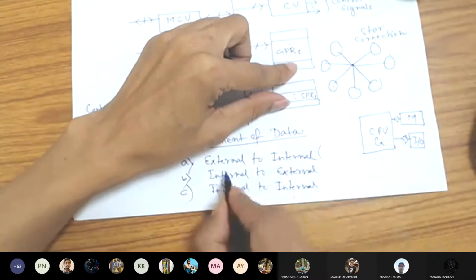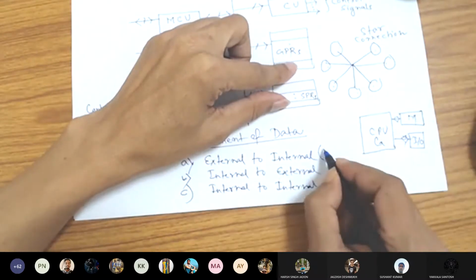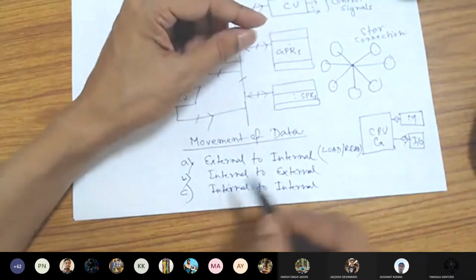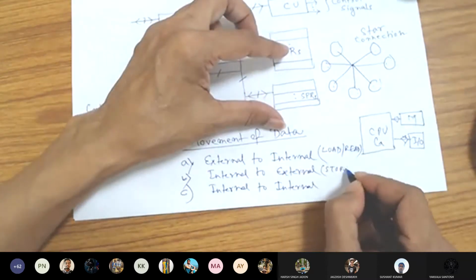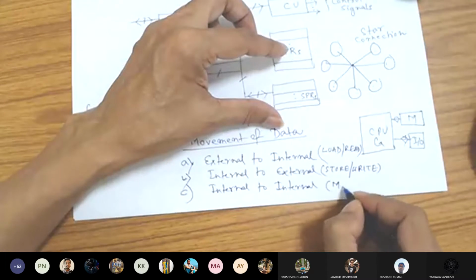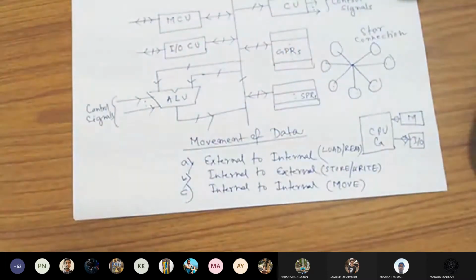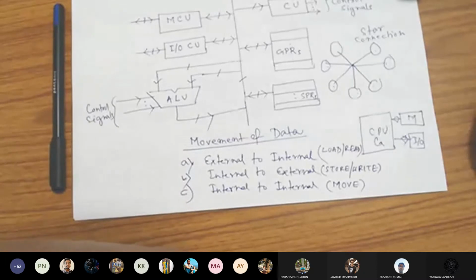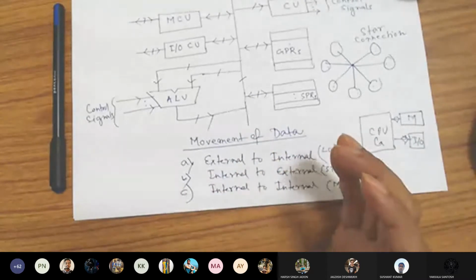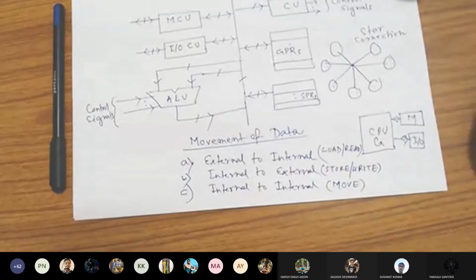So here, external to internal, we call it load or read. Internal to external, we call it store or write. Internal to internal, we call it move. But that does not solve the problem. Here we are doing a broad categorization. Now a specific categorization has to be done.